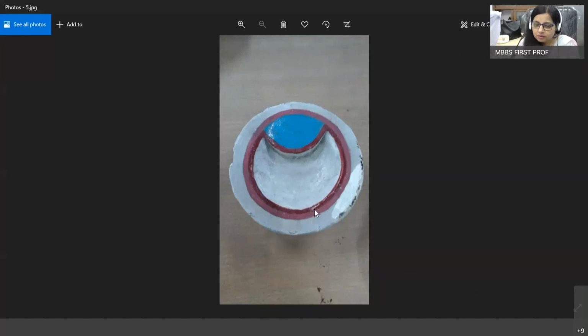Ma'am, two layers. What are they? Ma'am, syncytiotrophoblast and cytotrophoblast. Which one is inside? Ma'am, cytotrophoblast. Cytotrophoblast is inner, and the syncytiotrophoblast is the outer layer. Okay.